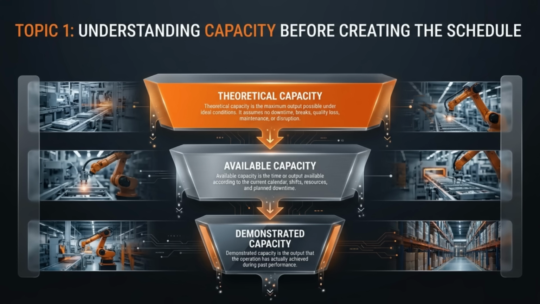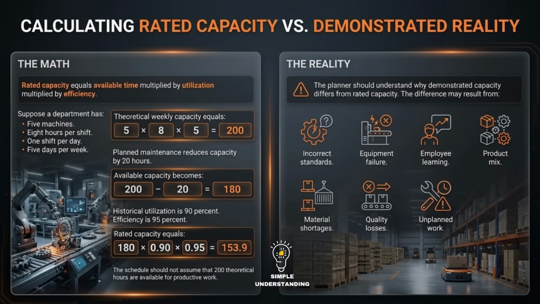Demonstrated capacity. Demonstrated capacity is the output that the operation has actually achieved during past performance. Rated capacity. Rated capacity adjusts available time using utilization and efficiency. The formula may be rated capacity equals available time multiplied by utilization multiplied by efficiency.